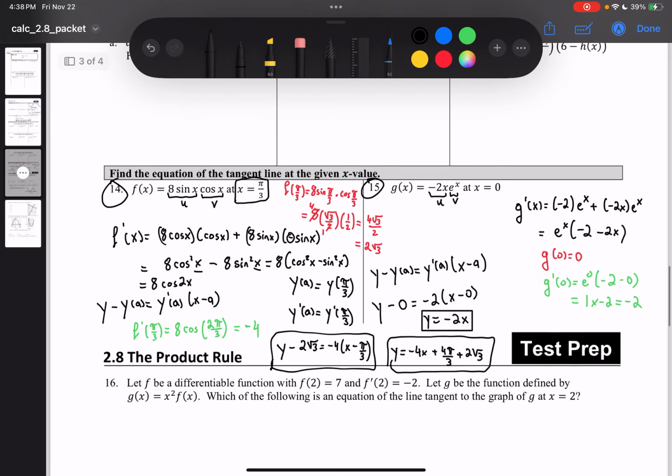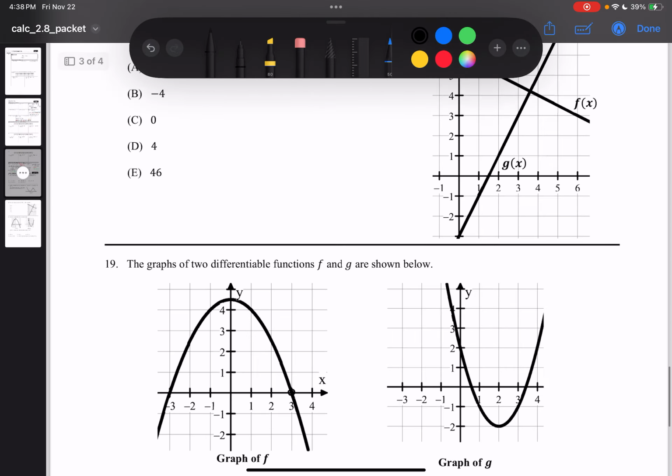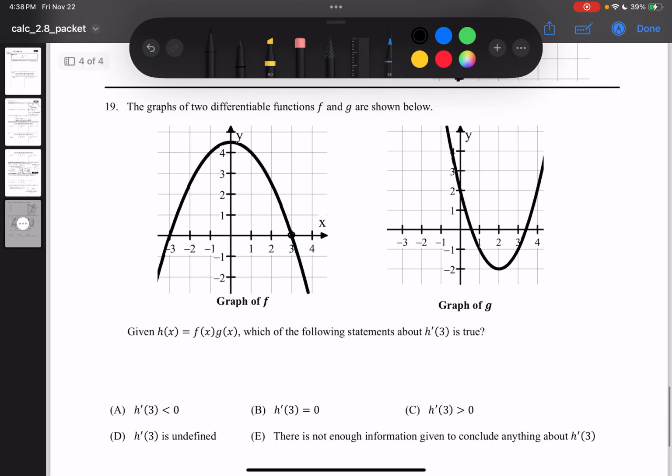Now, as a bonus question, there is number 19 over here, which is a conceptual question, where they're testing your knowledge about what a derivative is. It's very important to note that a derivative decides if the function is moving up or moving down. In other words, derivatives decide if the motion of the function is upwards or downwards.